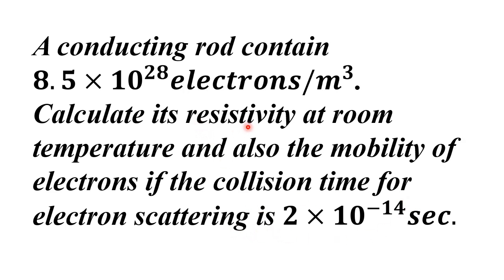They are asking resistivity. If we want the resistivity, we need to calculate the conductivity of the electron. That formula we already know: the conductivity sigma equals the number of electrons, the concentration of the electron, times the electronic charge square, times the collision free time, divided by the mass of the electron. Once we know the conductivity, the resistivity is simple: rho equals 1 by sigma. Then the mobility also will be simple. This is the thing we are going to solve now.